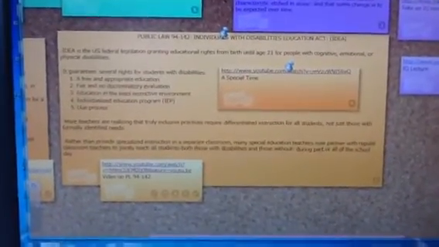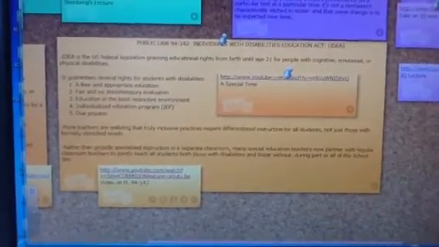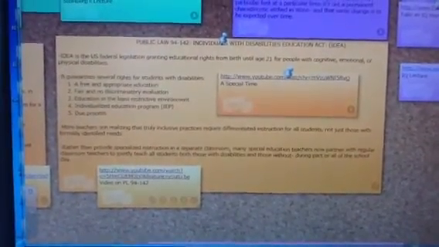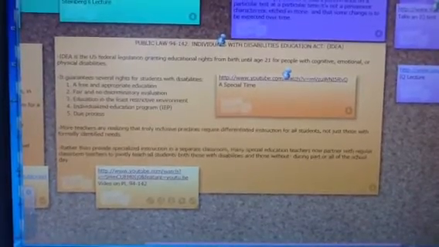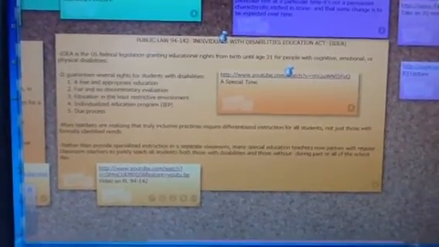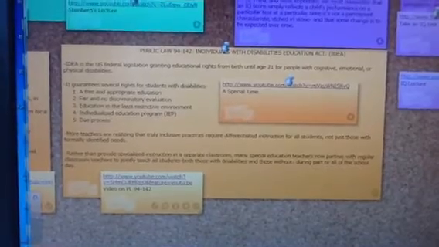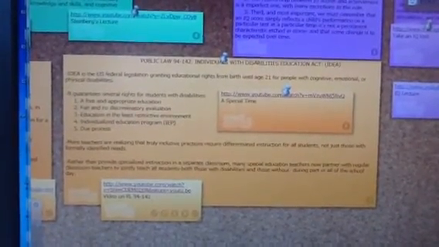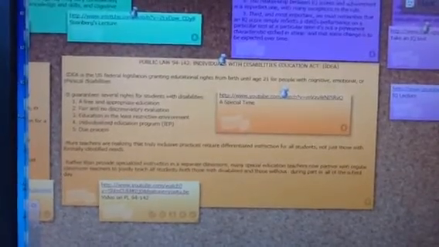Rather than provide specialized instruction in a separate classroom, many special education teachers now partner with regular classroom teachers to jointly teach all students, both those with disabilities and those without, during part or all of the school day. As much as those students can be brought to the regular classroom, it is encouraged for them to do so.